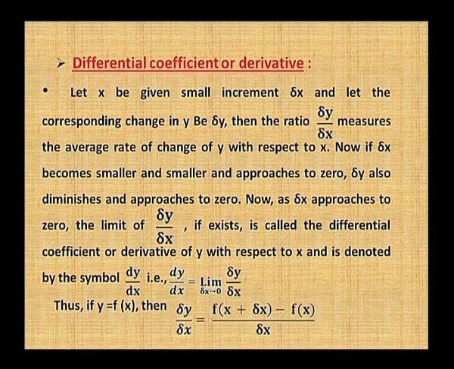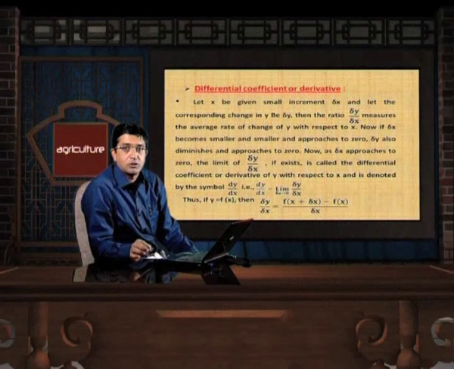Now, as delta x approaches 0, the limit of delta y upon delta x, if it exists, is called the differential coefficient or derivative of y with respect to x and is denoted by the symbol dy by dx, that is dy by dx equals limit delta x tends to 0 of delta y upon delta x. In this ratio delta y upon delta x, we take the limit as delta x tends to 0.